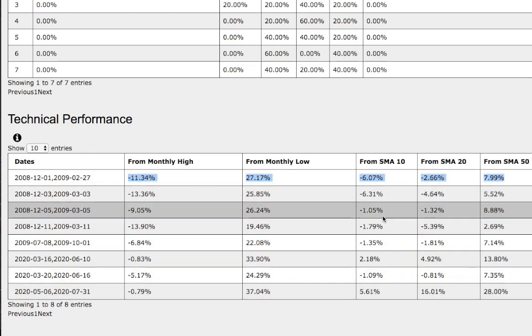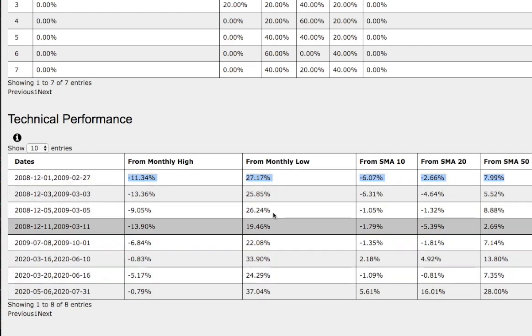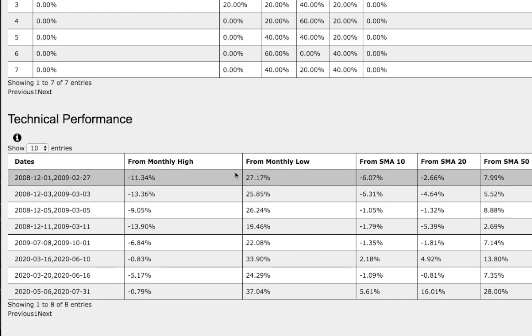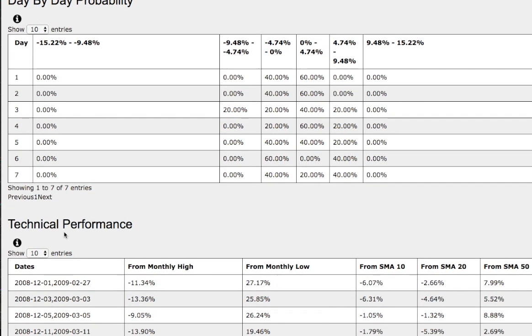So there are technical differences among the two trends. One is the monthly high and the 10 and 20-day simple moving averages. So do keep that in mind. These models are available in the link below, so do check it out.